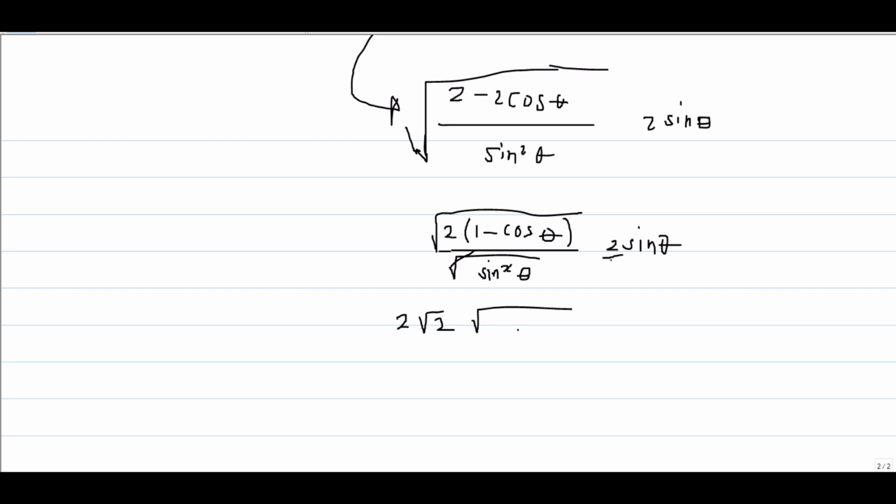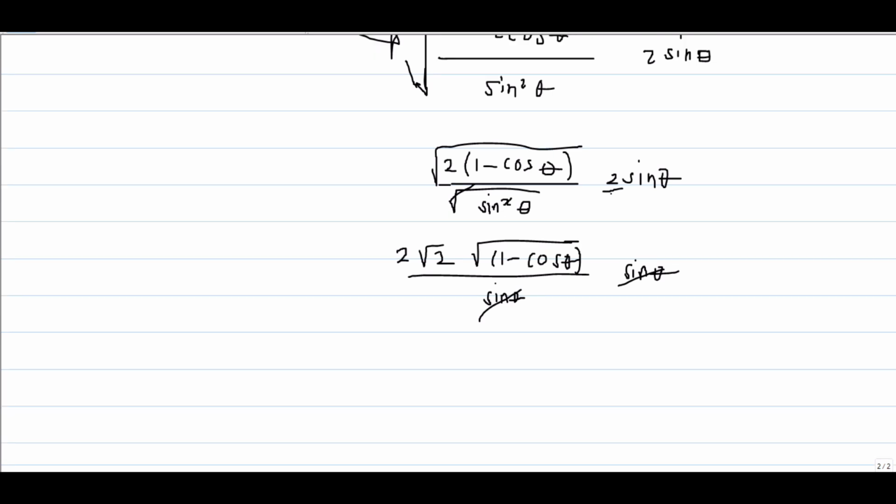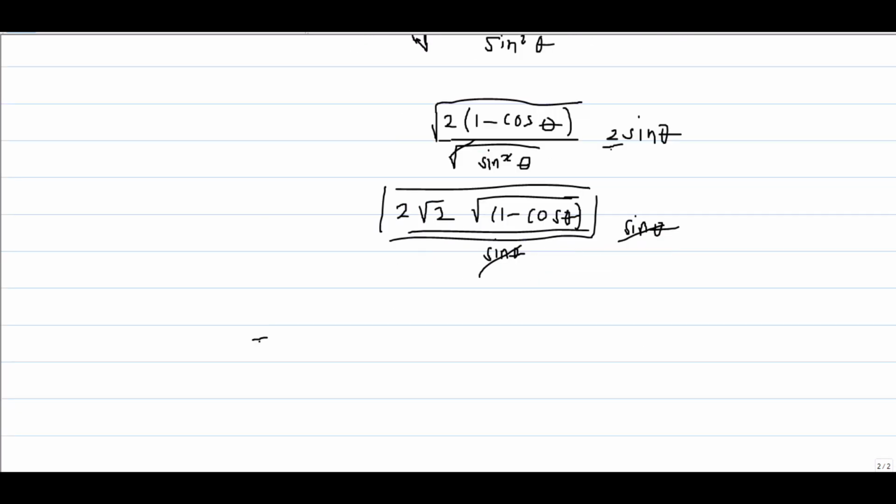Then we have the quantity of 1 minus cosine theta over sine theta, and we have sine theta here, so we can now cancel out, and then we have the integral from 0 to 360 degrees of square root of 2 times the square root of 1 minus cosine theta.